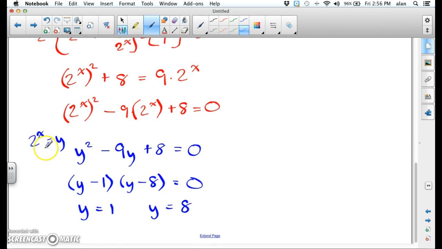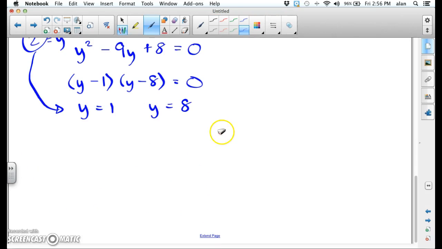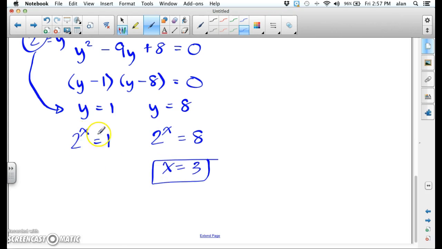If y equals 1, we need to remember y is really the same thing as 2 to the x. So plug that back in. And what we have is 2 to the x equals 1, and 2 to the x equals 8. Okay, 2 to some power gives us 8. 2 to the third. 2 to some power gives us 1. Well, anything to the 0 power always gives us 1, and we should know that that's going to be a value of 0. So x equals 0 and x equals 3. Those are going to be your two solutions. And that's it for our notes.